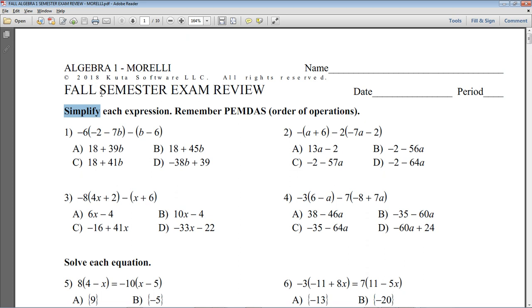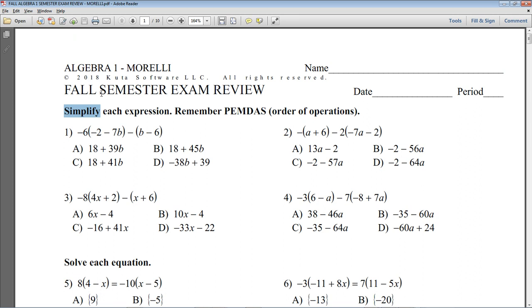So you're still looking at my screen, but I'm writing it out. Number 1 is -6, multiplied by this parenthetical expression. Everything inside the parentheses will need to be multiplied by -6, and what's inside the parentheses is -2 minus 7b, close parentheses, minus, open parentheses, b minus 6.